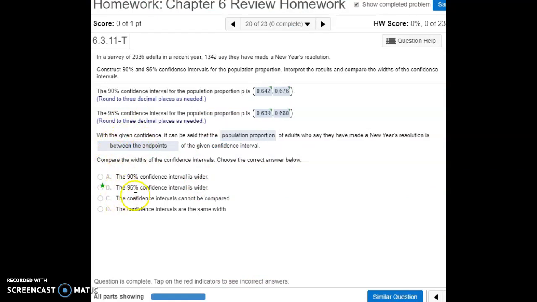So for these final parts, we just discussed that the 95% confidence interval is wider. That's why we have more confidence in it. And both intervals, any confidence interval can be interpreted like this. With the given level of confidence, we can say that the population proportion, in this case of adults who say they have made a New Year's resolution, that population proportion is between the endpoints, somewhere between this range of numbers for our given confidence interval.